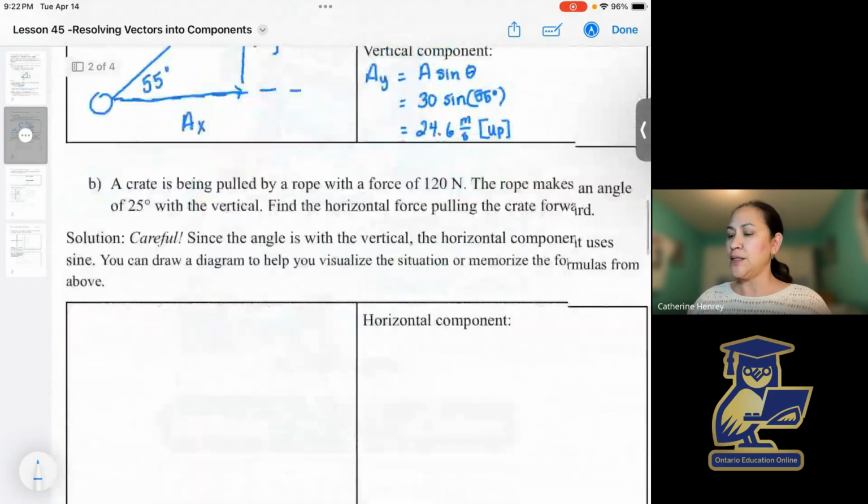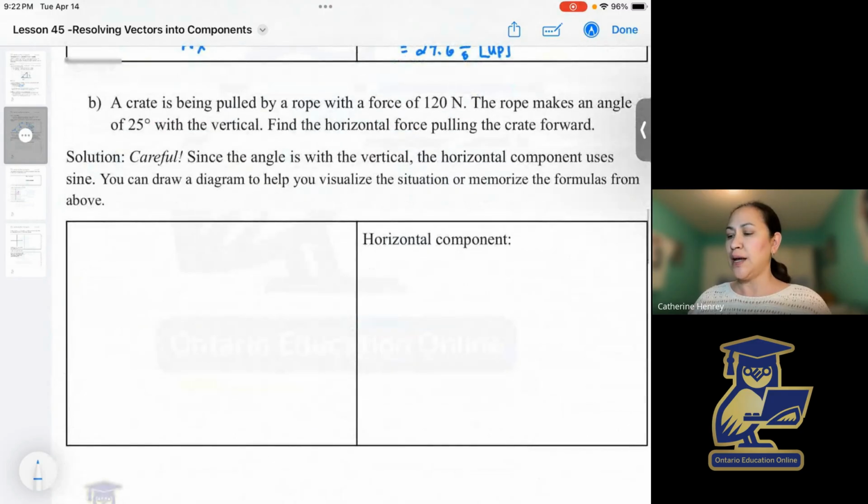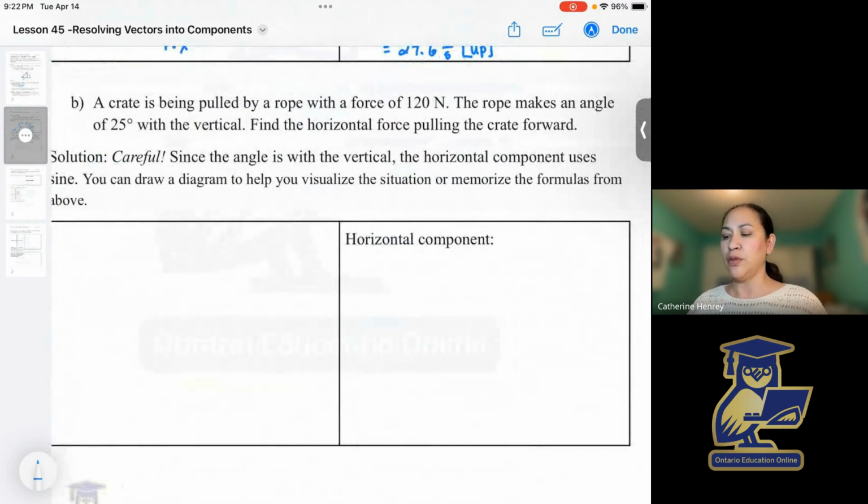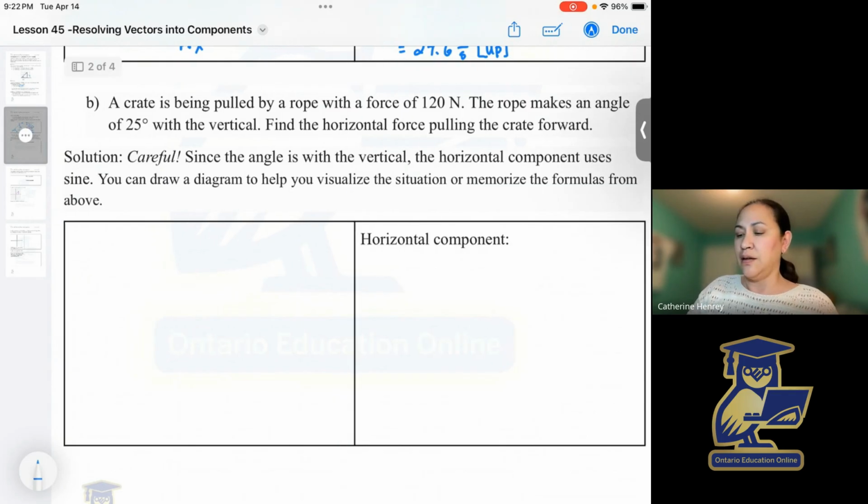So a crate is being pulled up by a rope with a force of 120 newtons. The rope makes an angle of 25 degrees with the vertical. Find the horizontal force pulling on the crate forward. So it already says be careful. Since the angle is with the vertical and not the horizontal, the components are going to be switched.